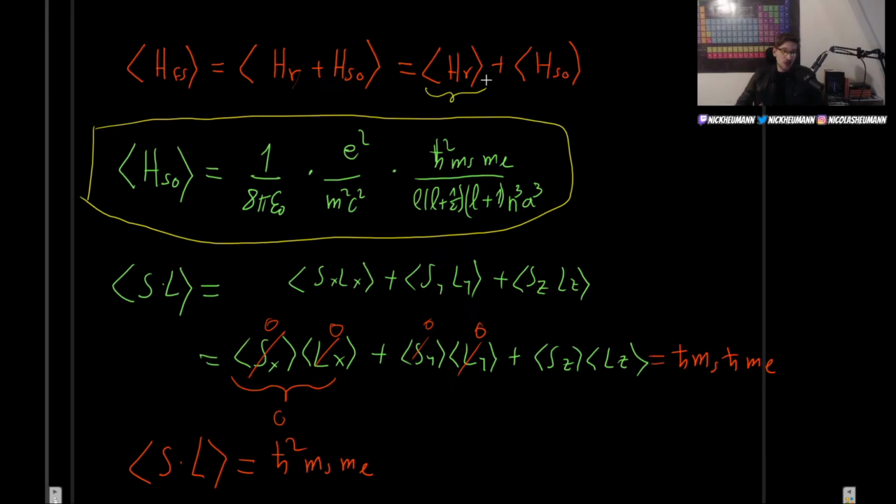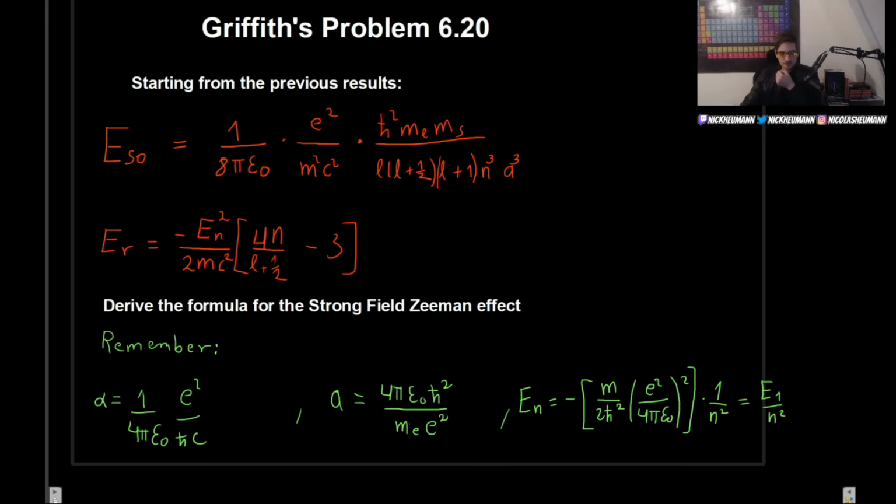And that is actually exactly problem 6.20. All right, there we go, I fixed it. So we want to now go ahead and solve Griffiths' problem 6.20. So what we want to do is, starting from the results we found previously, so basically the energy levels for the spin-orbit coupling and for the relativistic part, we want to add them up and just get a nice formula for the strong field Zeeman effect, all right?